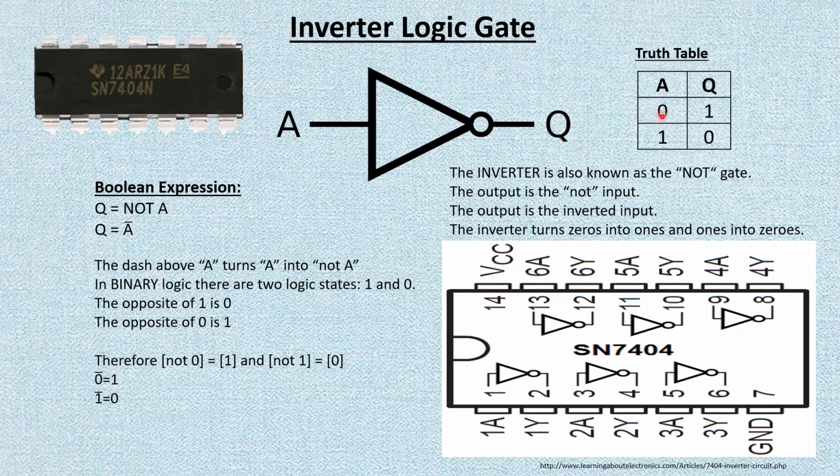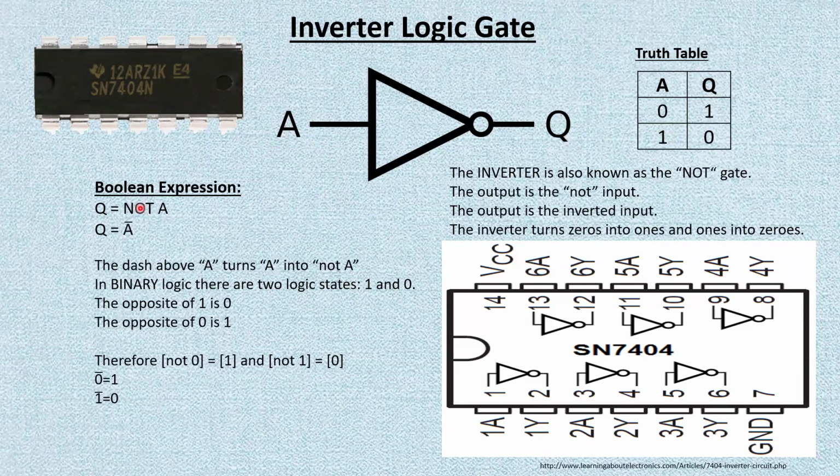And the truth table is if A is 0, Q is 1. If A is 1, the output is 0. So if this is true, this is false. If this is true, this is false. It's an inverter. It inverts whatever it is on that.